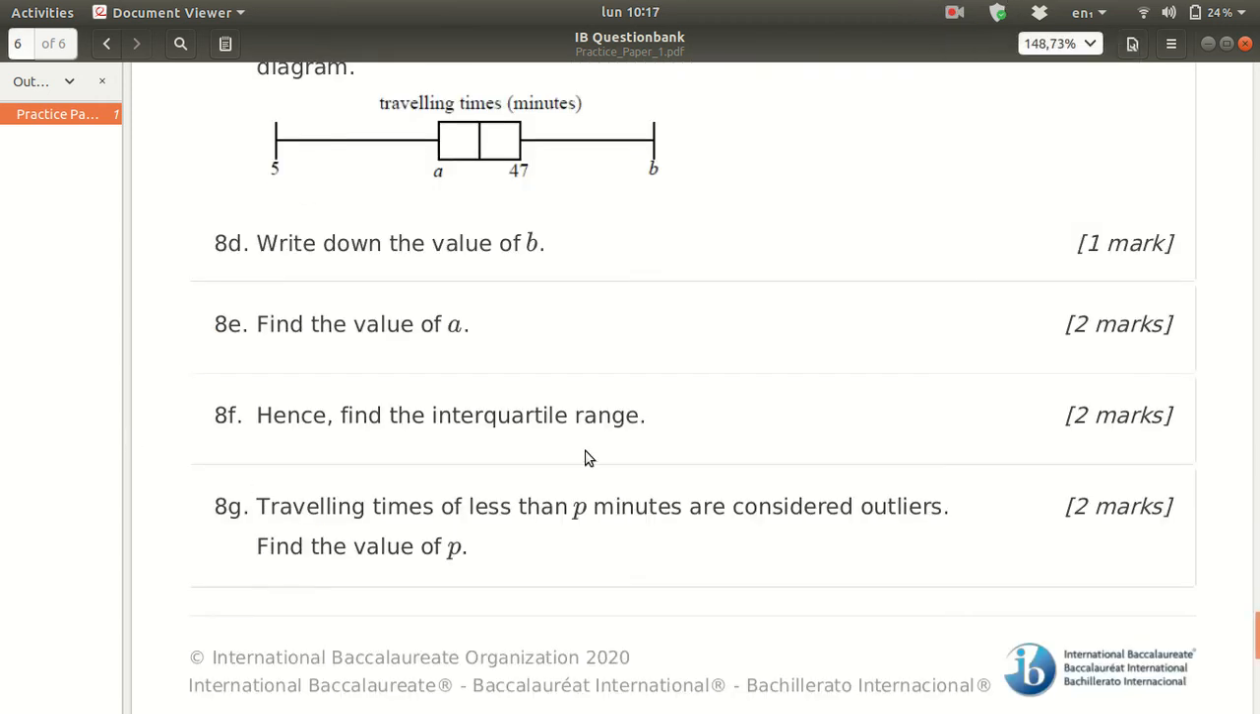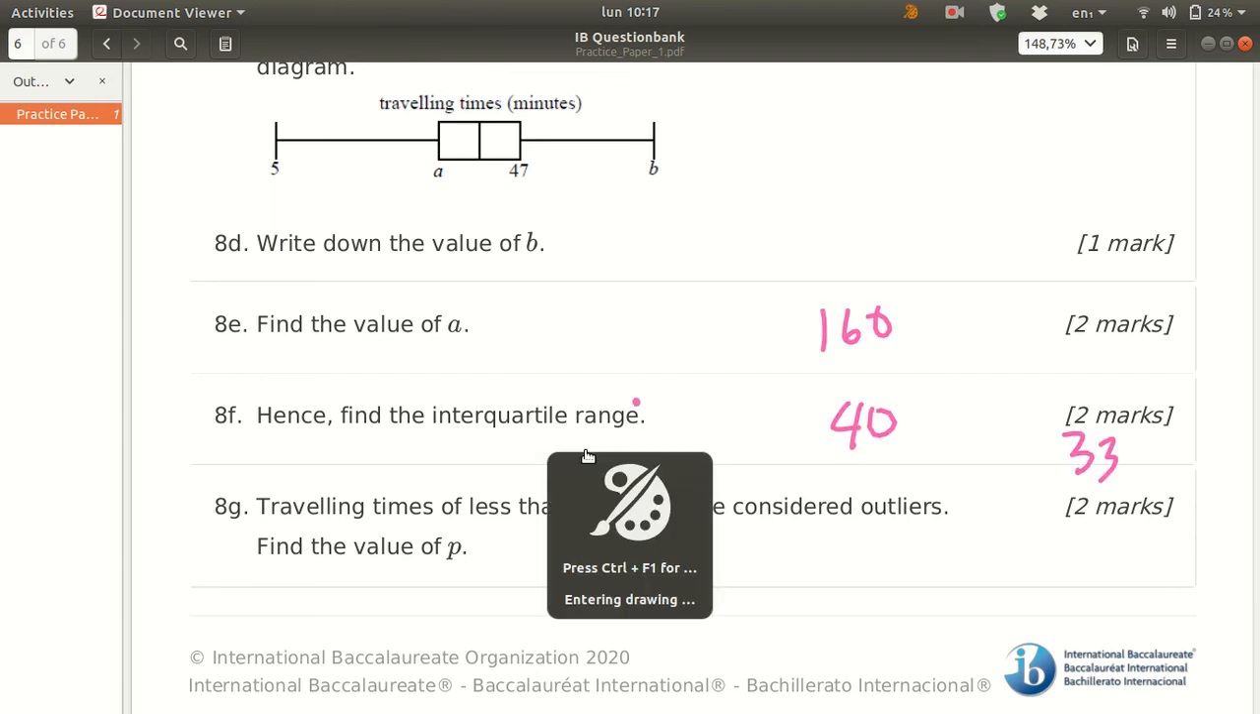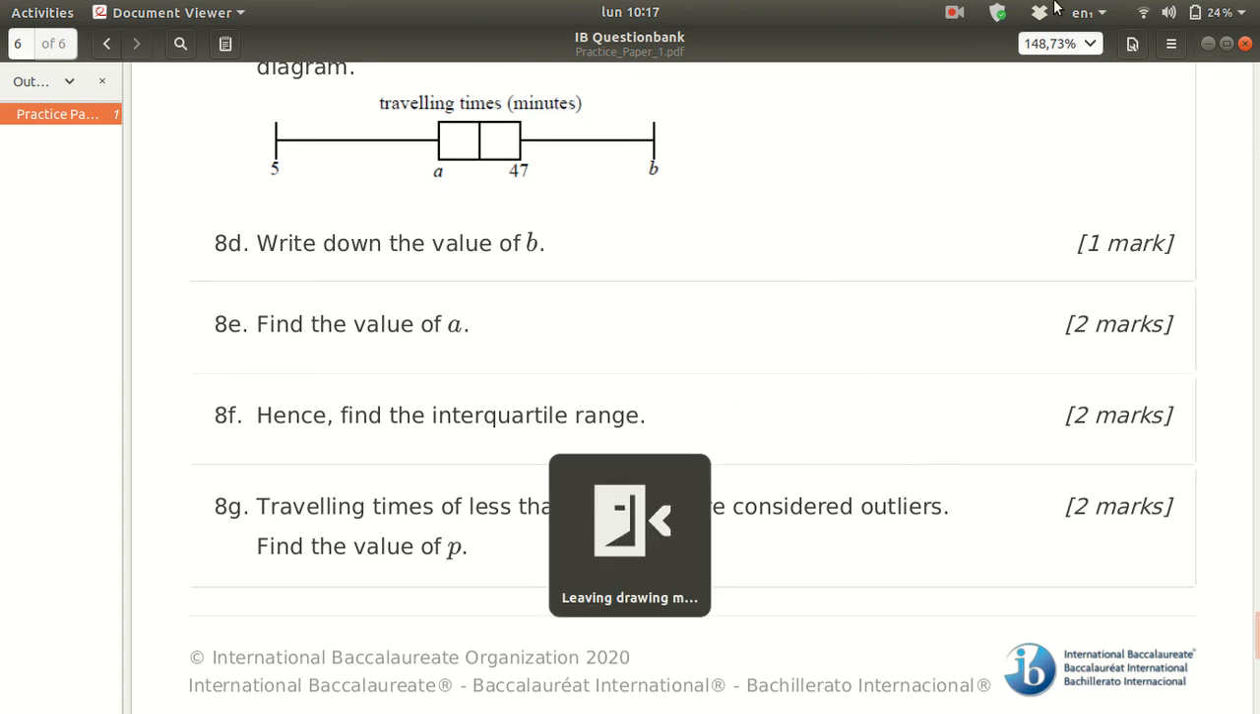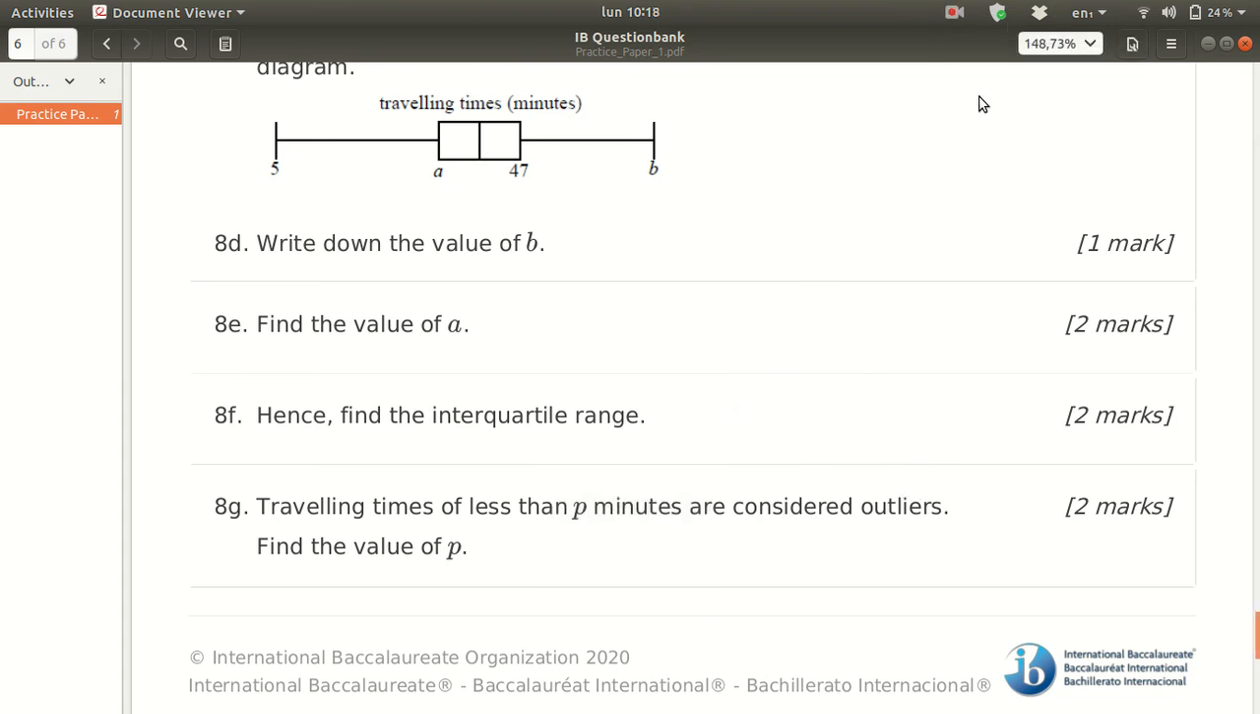Hence find the interquartile range. So the interquartile range is Q3 minus Q1. So 47 minus 33. 7 minus 3 is 4. 4 minus 3 is 1. So 14 is the interquartile range. And the last question.